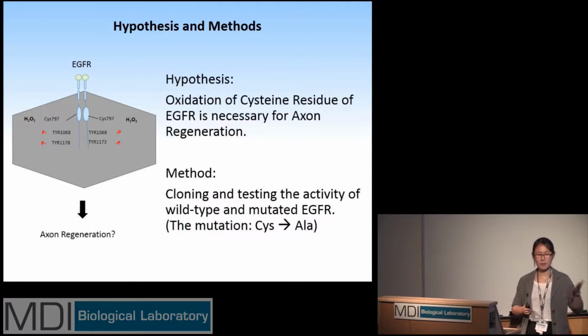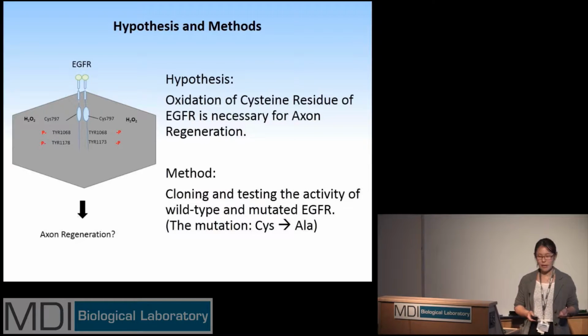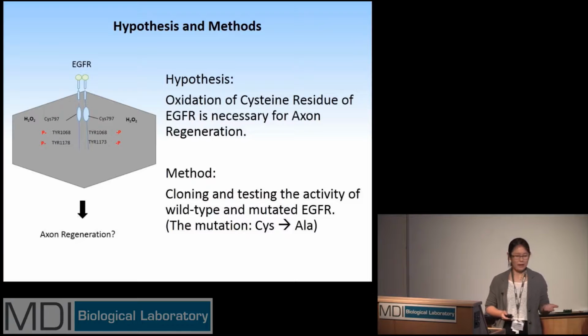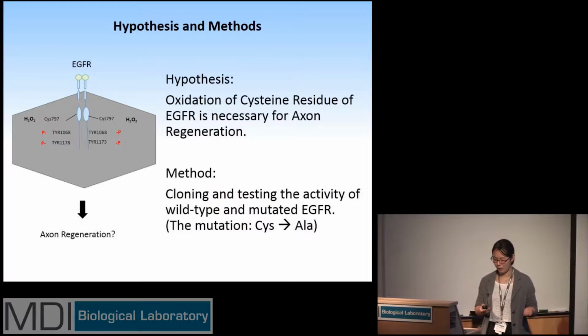So now we know the link between EGFR and hydrogen peroxide, and the question is if it is necessary for axon regeneration. Our hypothesis is that the oxidation of the cysteine residue of EGFR is necessary for axon regeneration. To test this hypothesis, we created transgenes with wild-type and mutated EGFRs. In the mutated EGFR, we substituted the cysteine residue with alanine, so that the receptor cannot be oxidized anymore.